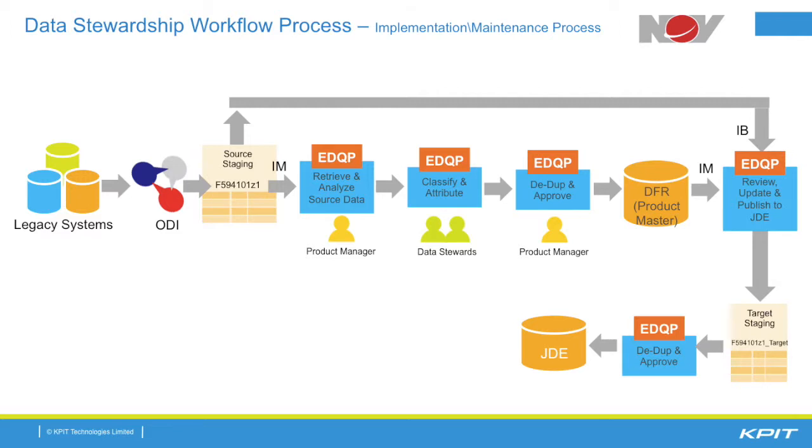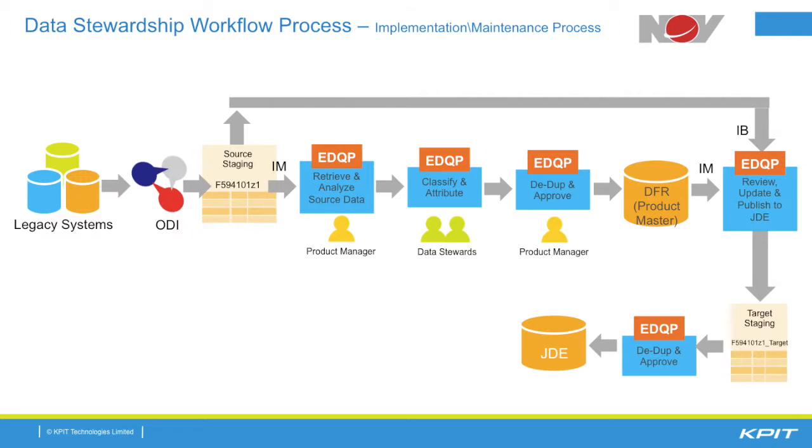managers. We then pass this information on to the data stewards who classify and attribute those parts. Then the product managers can come in and do deduplication and approval of those parts in the EDQP, which then push to DFR, again our design for retrieval classification system, where we can then have the J.D.